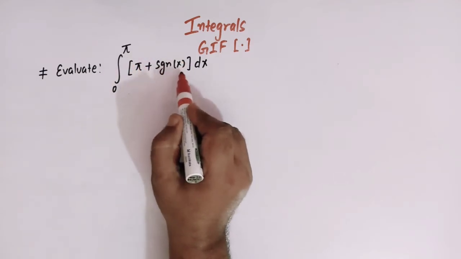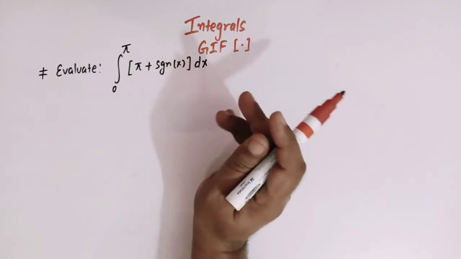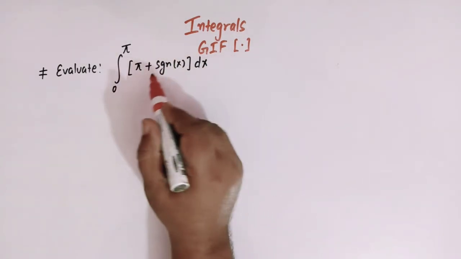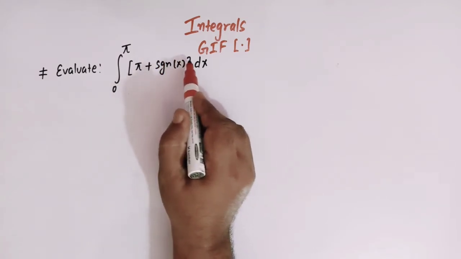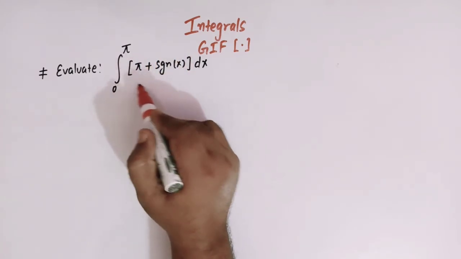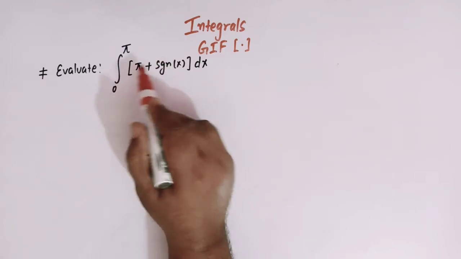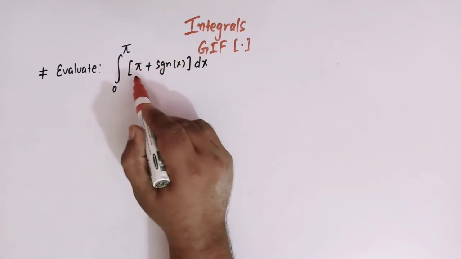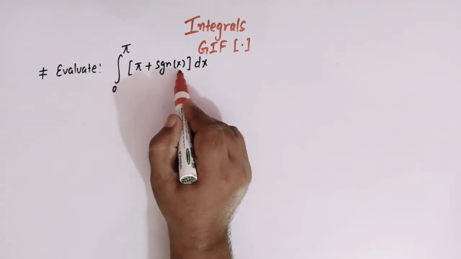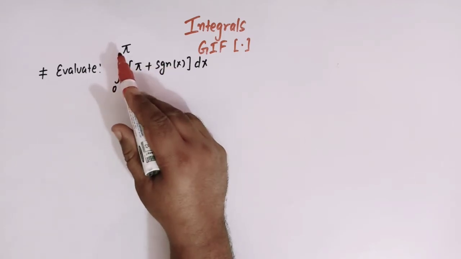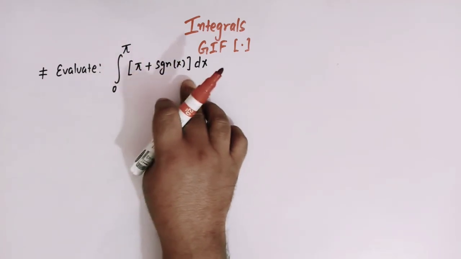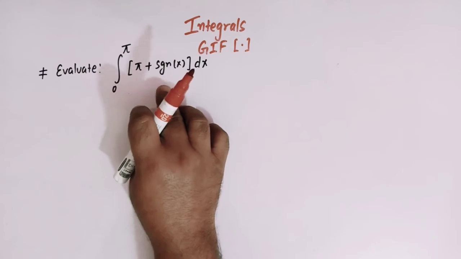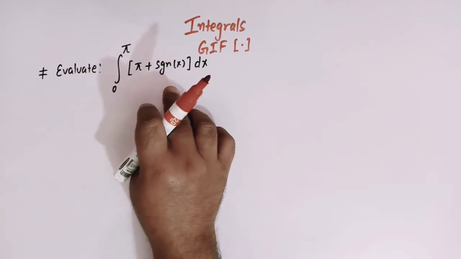Here we see that two important functions from mathematics, the greatest integer function and the signum function, are involved in the integrand. Our integrand is the greatest integer of pi plus signum of x, and the limits are from 0 to pi. We'll solve this problem by making use of the concept of the signum function and the greatest integer function.